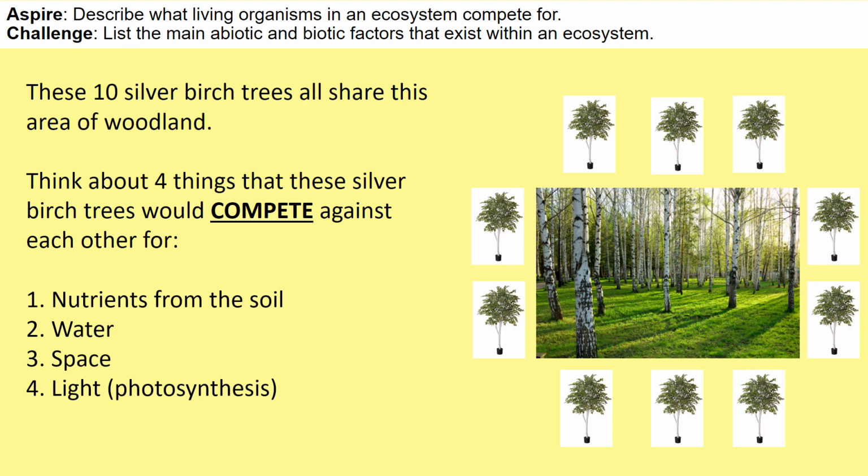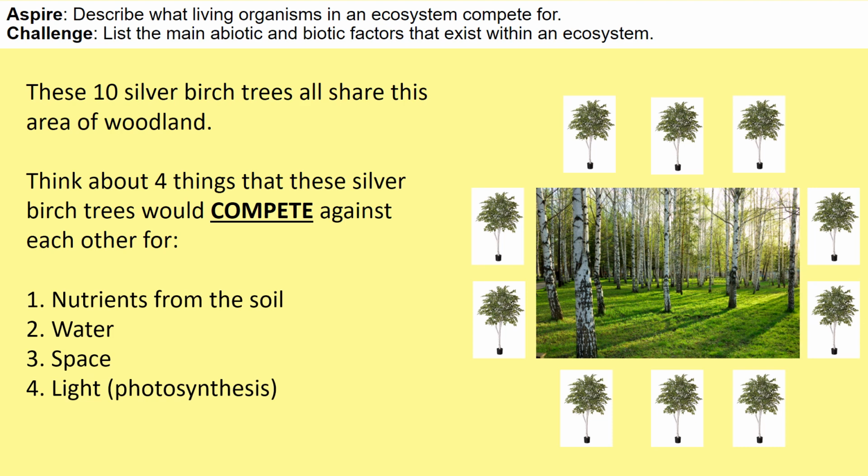Now obviously we didn't list light for animals because as animals they either capture their food by hunting or we go out and buy it from a supermarket as humans do. But plants do have to compete for light because they use the process of photosynthesis to capture the light to make glucose, which is the plant's food source. So the four things that plants compete for: nutrients from the soil, water, space and light to allow them to carry out photosynthesis.